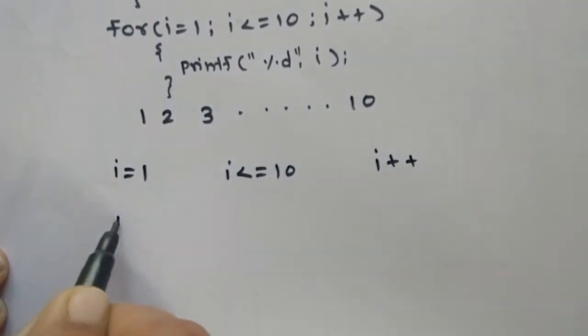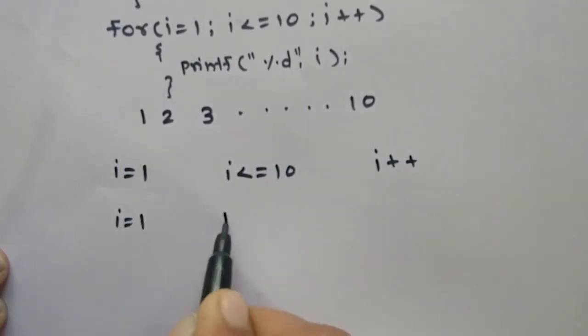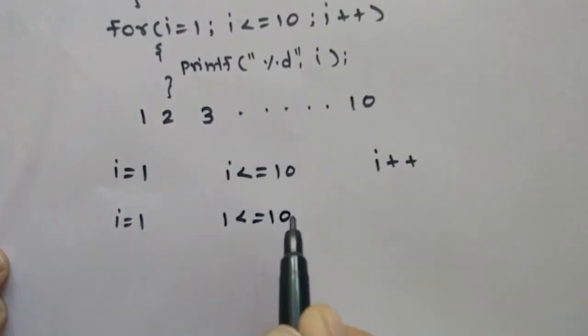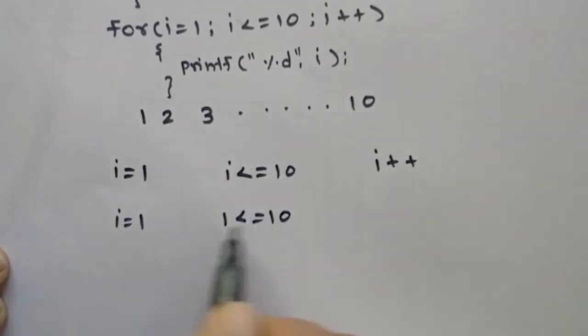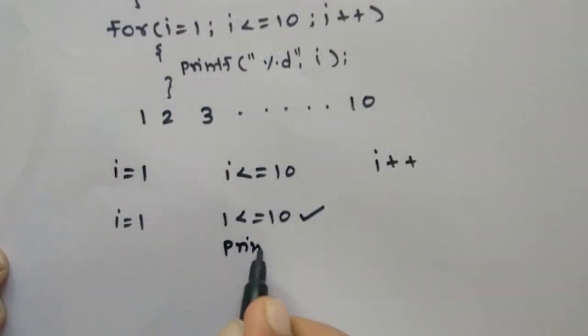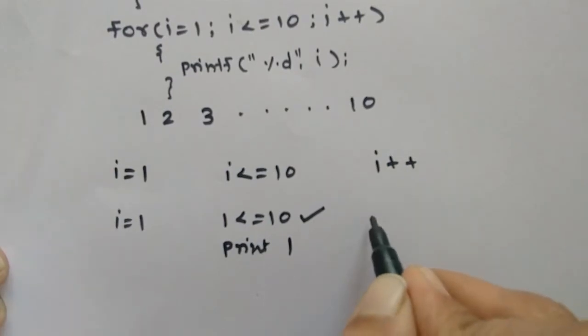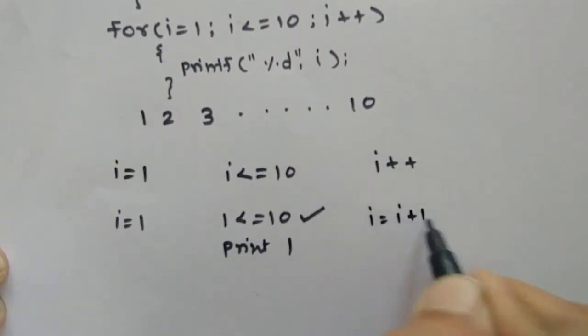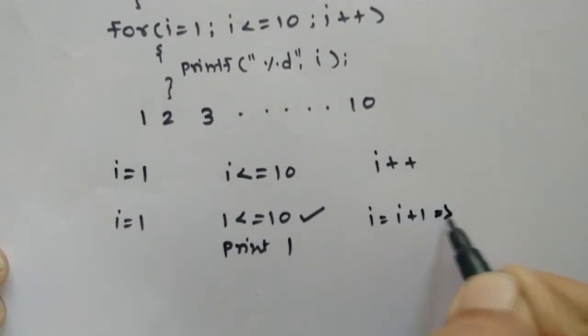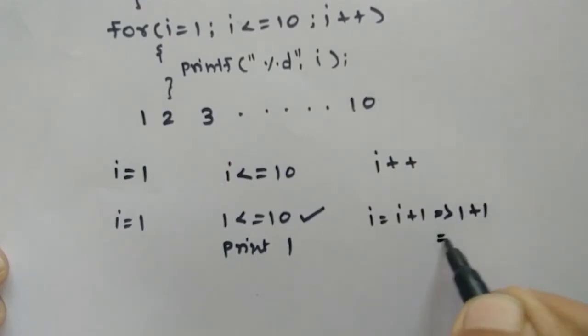So initially your i value is 1. So check 1 is less than equals to 10. If it is true, then only it will print the value 1. And i plus plus, so i equals to i plus 1. Means what? Here 1 plus 1 equals to 2. So i value is 2 now.